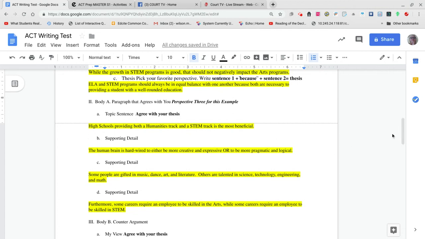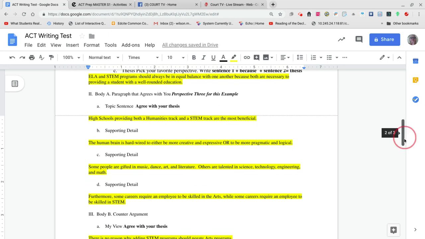I think I need to, I'm sorry. This should say, high schools providing both a humanities track and a STEM track are the most beneficial. Okay, and then I need 3 supporting details.